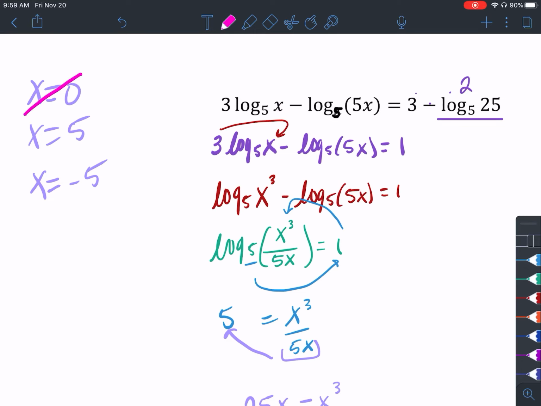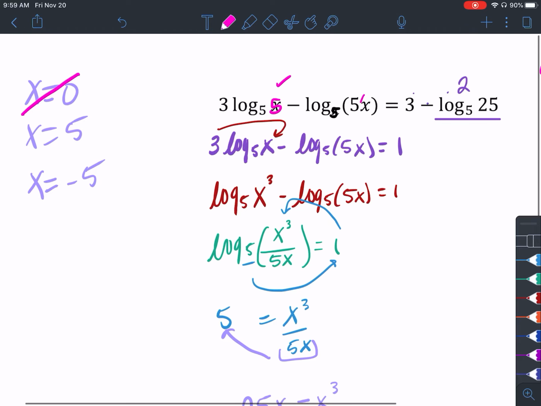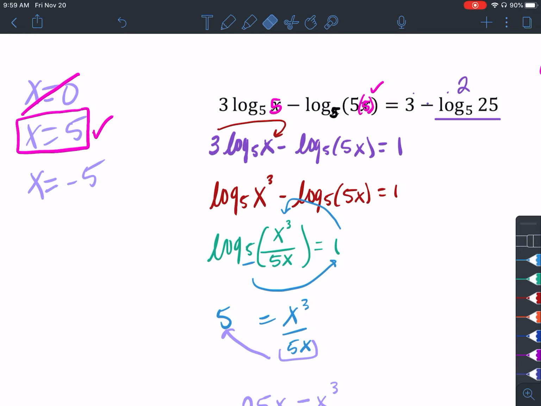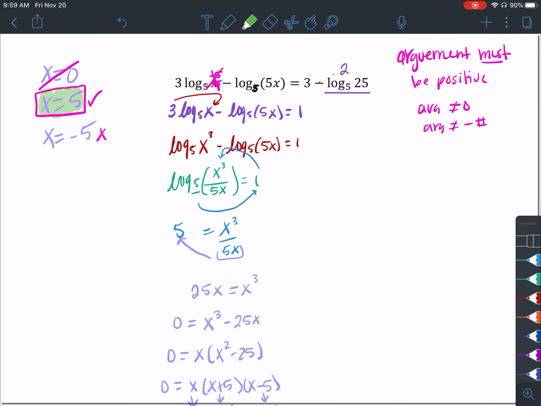Let's try positive 5. That's a positive number, it works. 5 times 5 is a positive number. That one does work. Let's try our last one, -5. If I put in -5 here, that's a negative number, does not work. So our only answer here is going to be x equals 5.